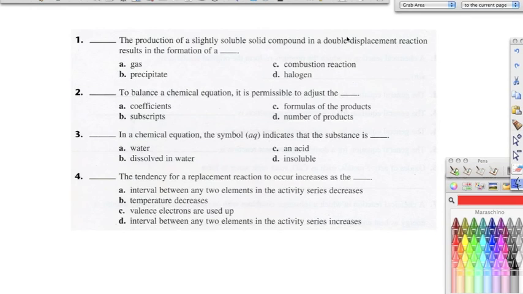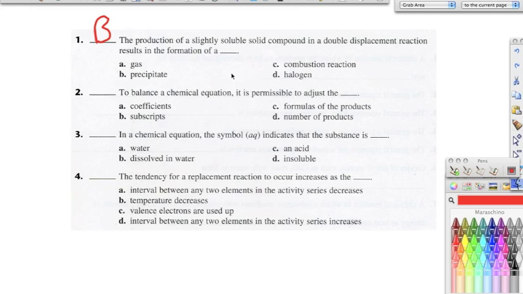Now, starting off the review, number 1 says the production of a slightly soluble solid compound in a double replacement reaction results in the formation of, and it should be B, precipitate. Remember, a precipitate is when a solid falls out of solution. If it's only slightly soluble or not soluble at all, it's going to form that solid and it falls out of solution.